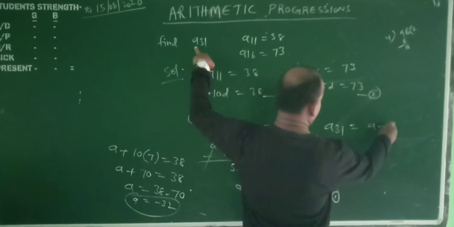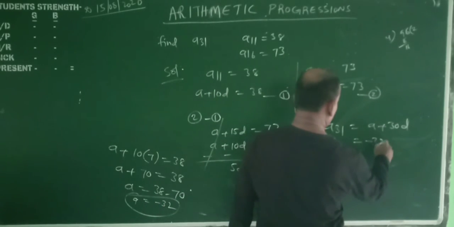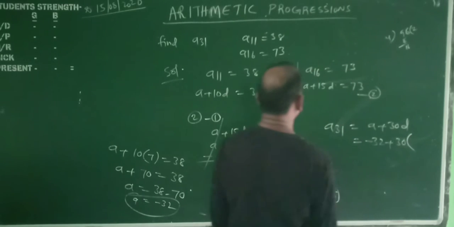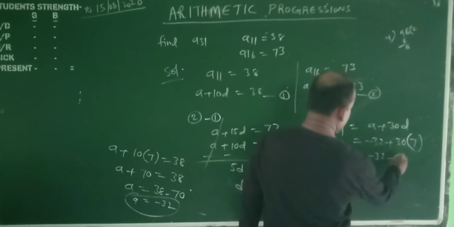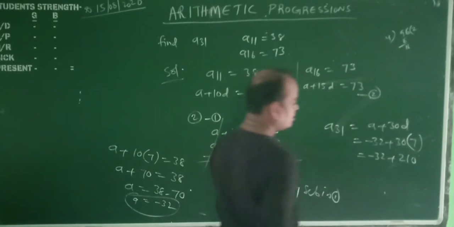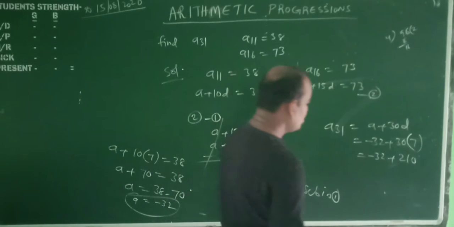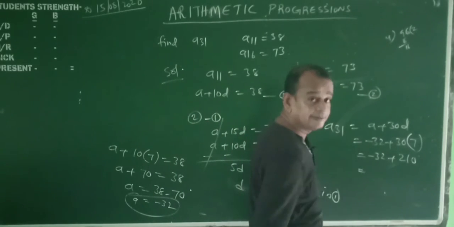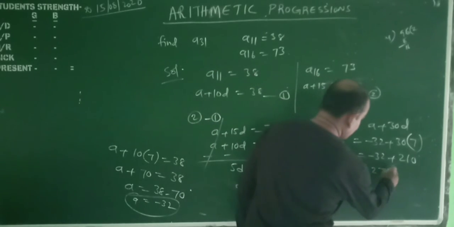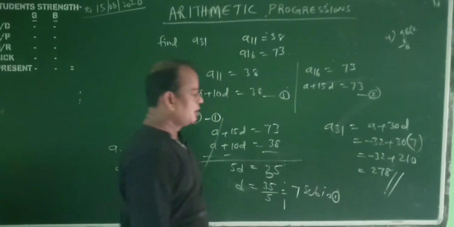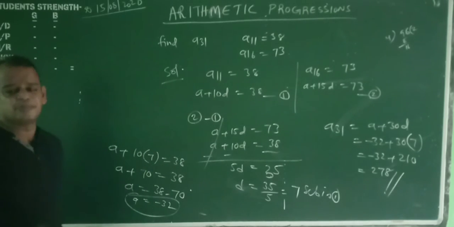Now we will find A31. A31 formula is A plus 30D. A is minus 32 plus 30 into D. D value is 7. Minus 32 plus 210, since 30 into 7 is 210. 210 minus 32 is 178. That is the simple answer.